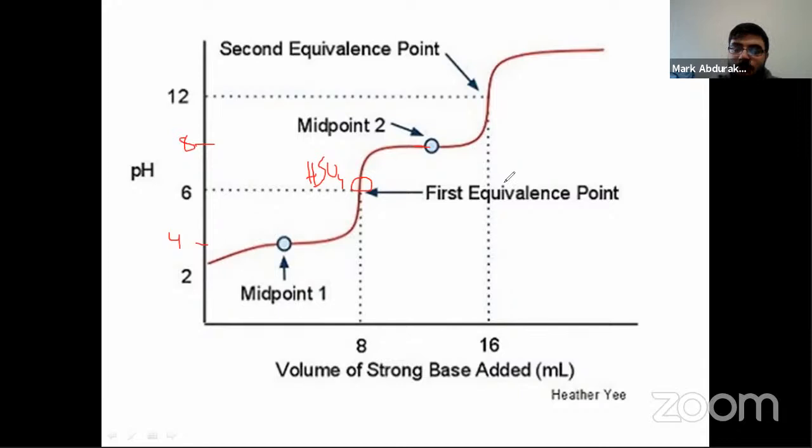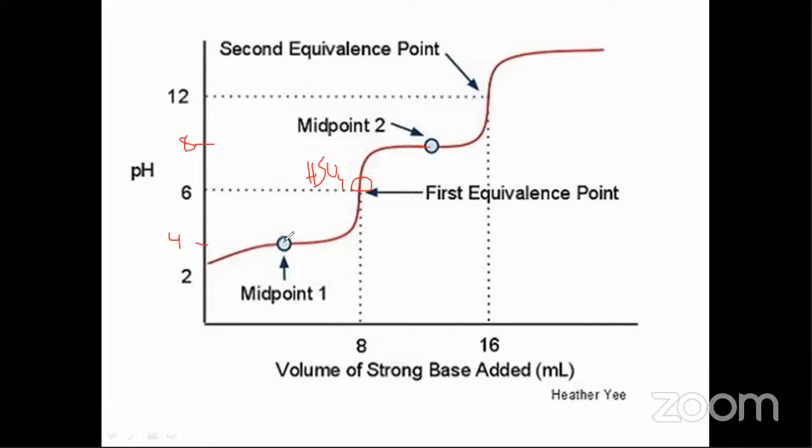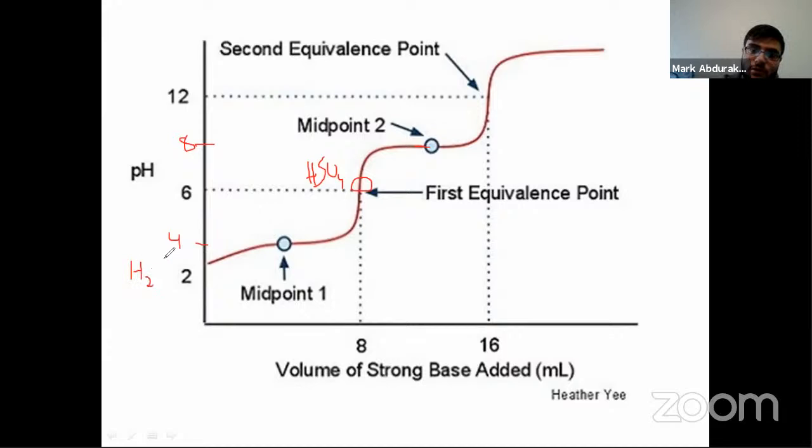Could you label what's at midpoint 1, what the concentrations are? Okay, sure. Initially you had H2SO4. At this point you have HSO4-, that's what it's being converted into. At this point, the concentration of this is equal to the concentration of this. So it's halfway to being deprotonated.